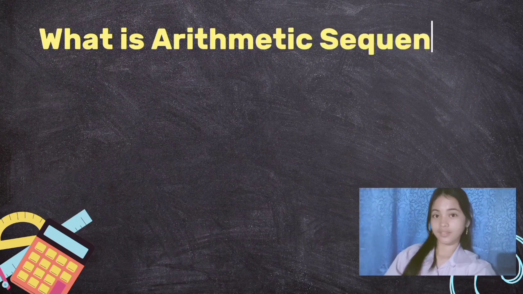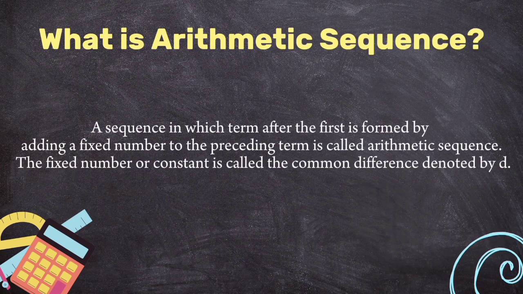So, what is an arithmetic sequence? A sequence in which each term after the first is formed by adding a fixed number to the preceding term is called an arithmetic sequence. The fixed number or constant is called the common difference, denoted by d.